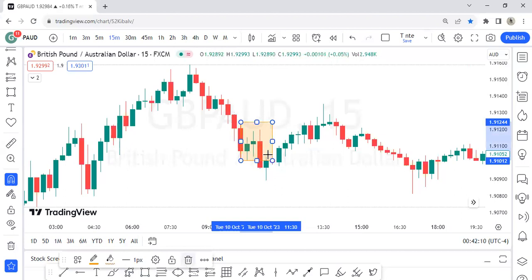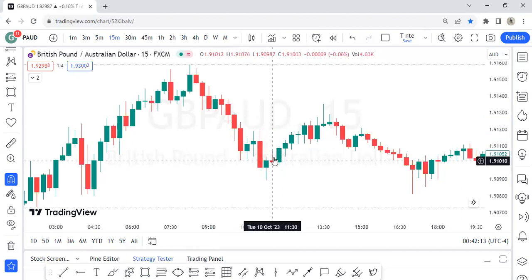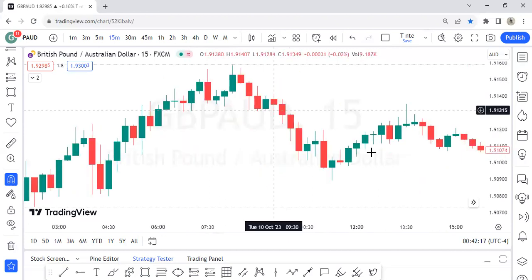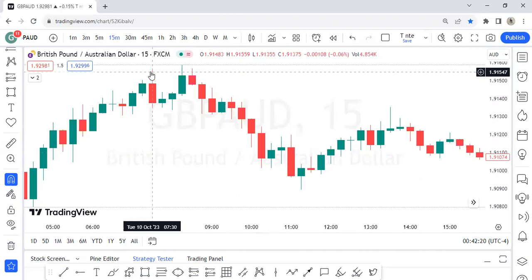So where's our pullback now? This, because this is the lowest candle, and the market took out the high of the lowest candle. So that's what we call a pullback. The same thing applies to a bullish example. For a bearish example, you look out for the low of the highest candle to be taken out.